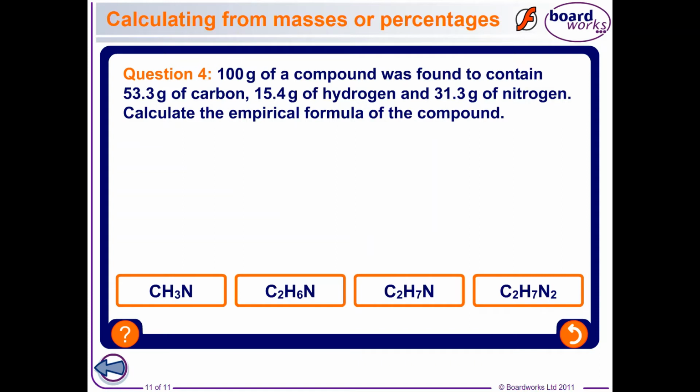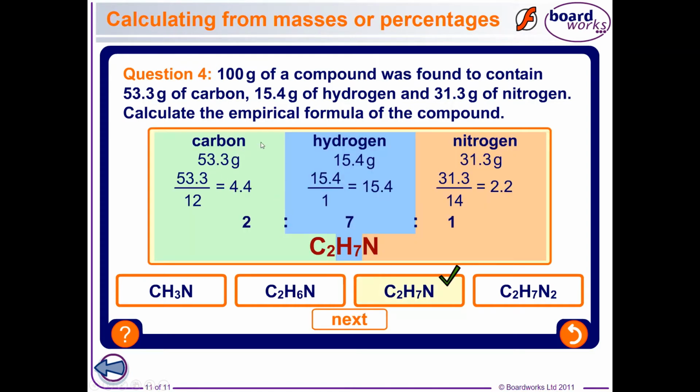Okay, let's look at the solution. You should have worked out that the empirical formula was C2H7N. Again, you write the elements out, you put the masses in, you divide by the relative atomic mass found from the periodic table, and you should have got 2.2, 15.4 and 4.4, and when you divide through by the smallest number you end up with 1, 2 and 7. So that's C2H7N.